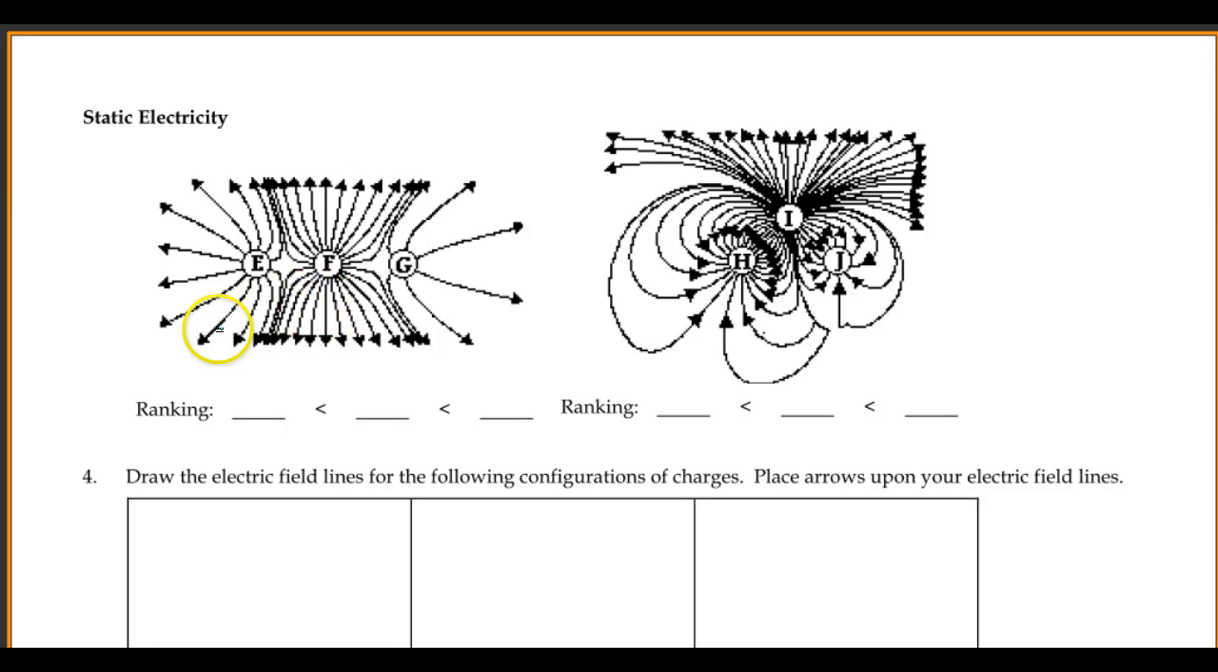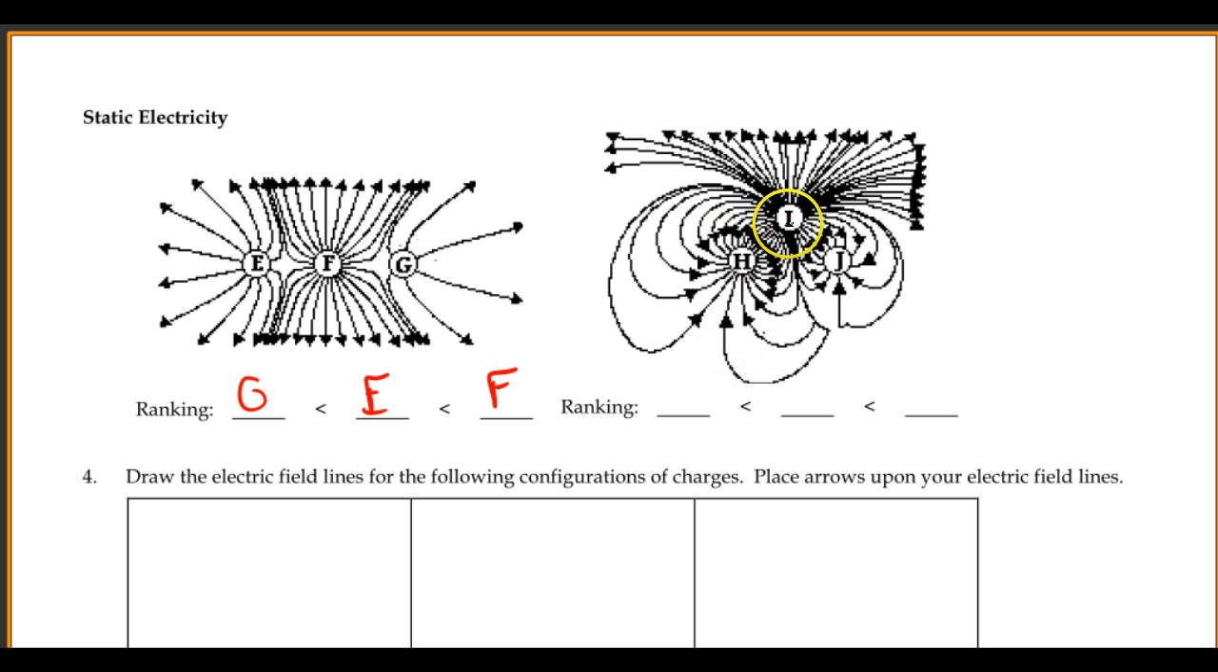In this one, E, 1, 2, 3, 4, 5, 6, 7, 8, 9, 10, 11, 12. G, 1, 2, 3, 4, 5, 6. So G is the weakest. E, it would be next. And then F, 1, 2, 3, 4, 5, 6, 7, 8, 9, 10, 11, 12, has 12 on the lower half, so another 12 would make it the strongest.